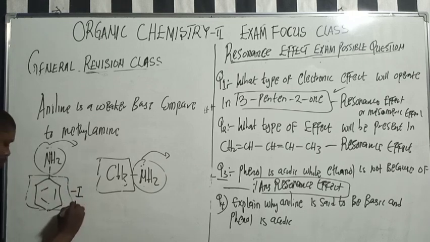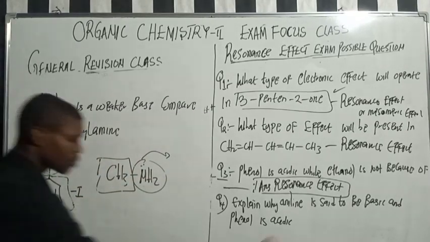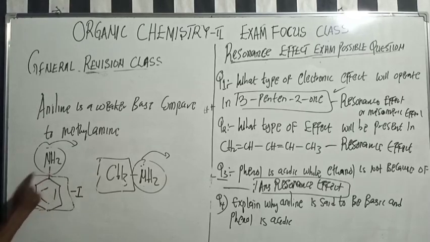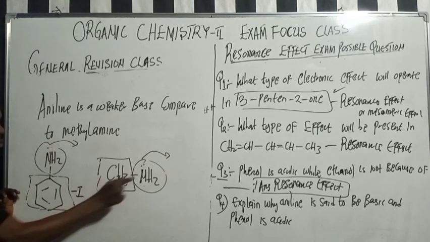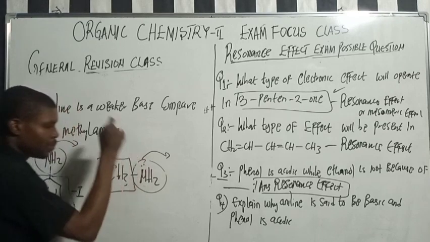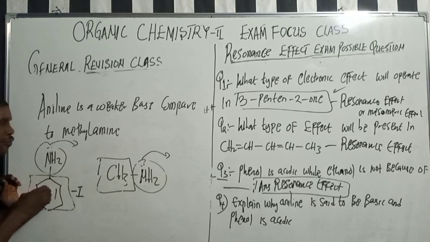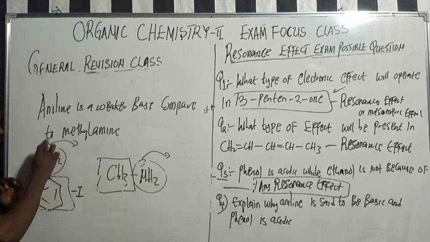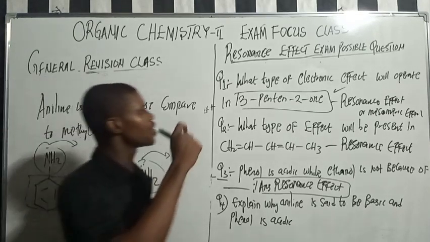You understand? It also has a plus I effect, which I'm not going into. So this one decreases the electron density. The electron is not easily available here, but the electron is easily available at this point. So the answer is due to the resonance nature of aniline, the resonance structure in aniline making the electron not easily available.